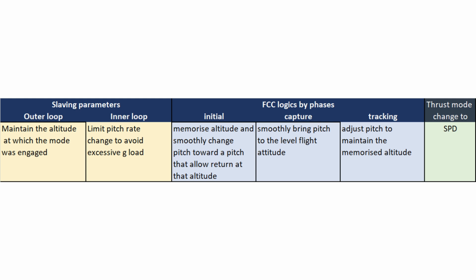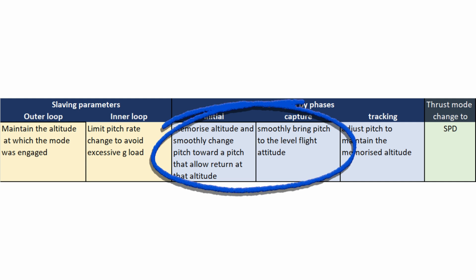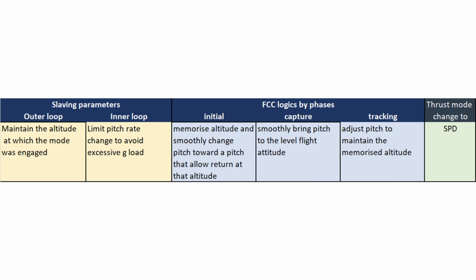So yes, there will be a difference especially in the initial and then capture phase on the Airbus, because the fact is that on the Airbus you can't really directly engage altitude hold without going through a capture phase, even an extremely small one. You must have a capture phase, while on the Boeing the two phases are separated, are two different vertical modes. But as far as instrumentation is concerned, we can consider that there is no difference among the two aircraft.